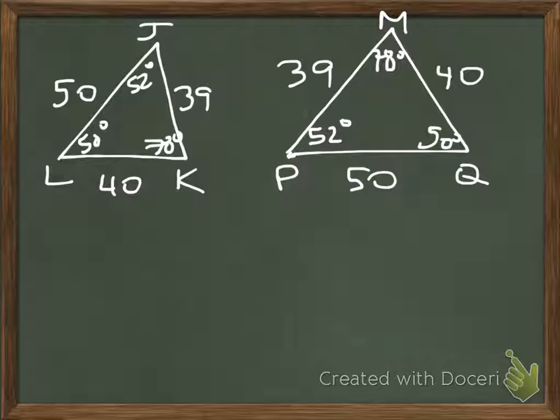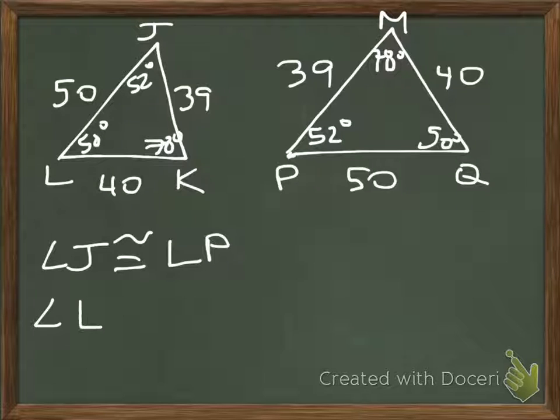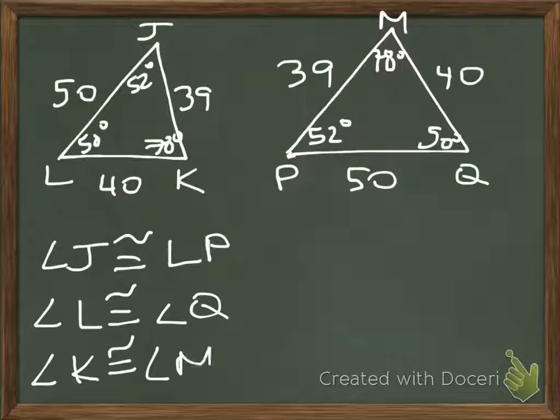Here we have another way of labeling, and that's just with the actual numbers instead of just the labels. So if we're going to indicate which two angles are congruent, we're looking for angles that are the same measure. So angle J is congruent to angle P. Then we can look for 2 more angles. Angle L is congruent to angle Q. And then one more set. Angle K is congruent to angle M.